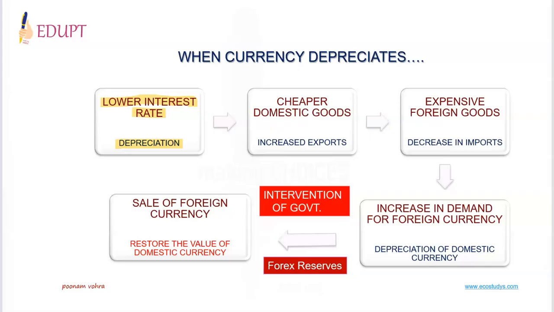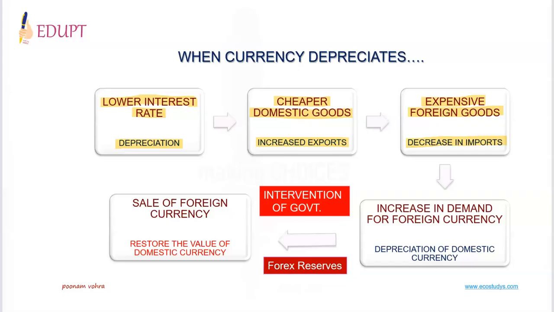As a result, exports will be cheaper. There will be an increase in exports, and domestic firms benefit from increased sales as it helps in an increase in aggregate demand. But at the same time, foreign goods become expensive. There will be decrease in imports.